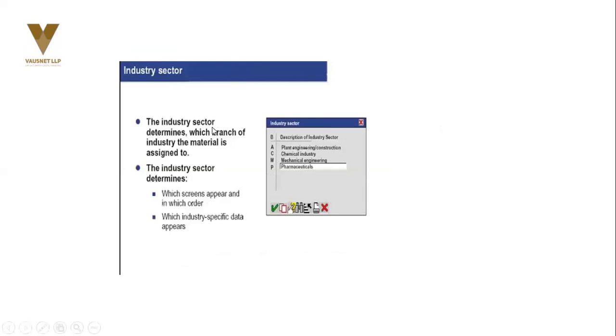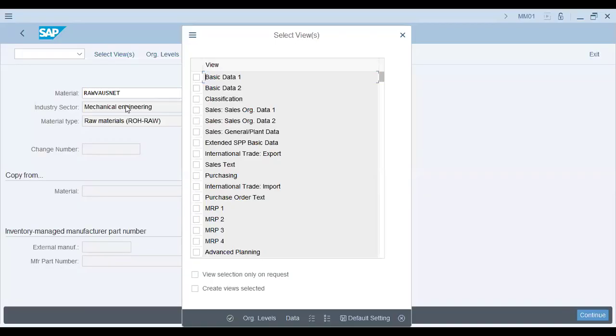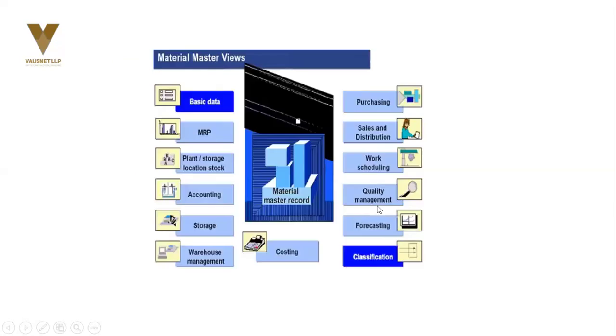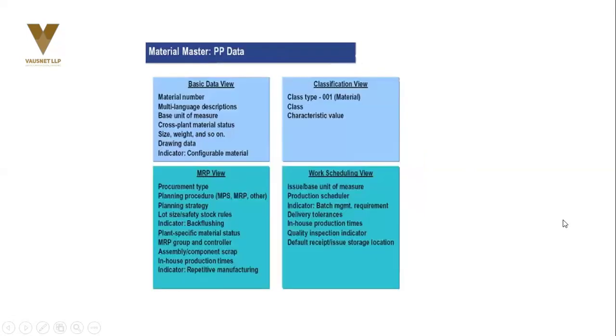Industry sector that we have already seen is mechanical engineering. We can also define our own industry sectors. It determines which screens appear and in which order. Industry specific data is also part of material master. Now, these are the views. I've already told you the views that we select. We have basic data, purchasing, MRP, accounting, storage. We'll see all of these.